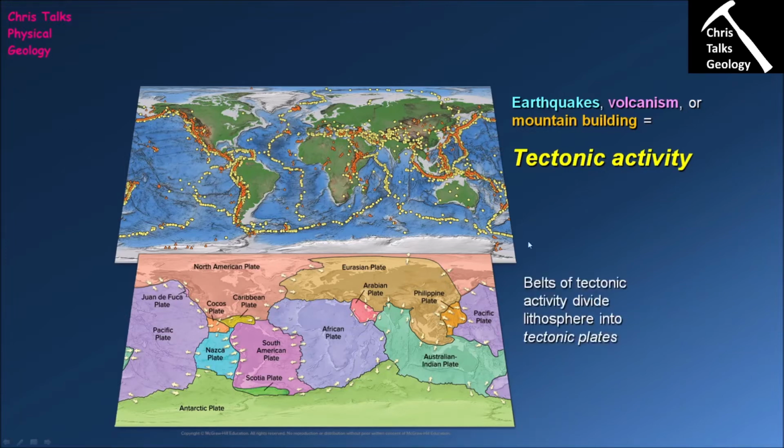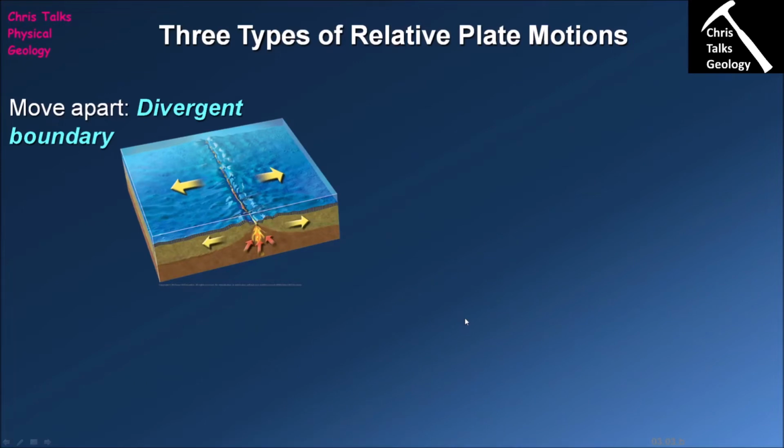And as we've discussed, these belts of tectonic activity allow us to split up the lithosphere into the tectonic plates. And obviously, using some common sense, we can then work out which way these tectonic plates are moving relative to each other. So once we accept we have these plates, we can therefore work out the scenarios that will occur.